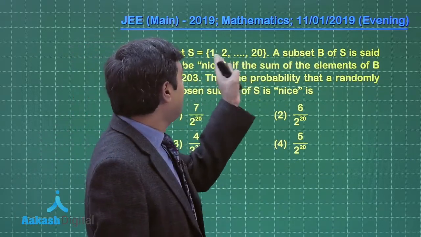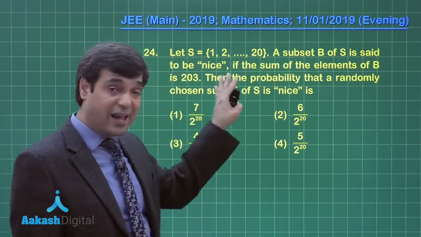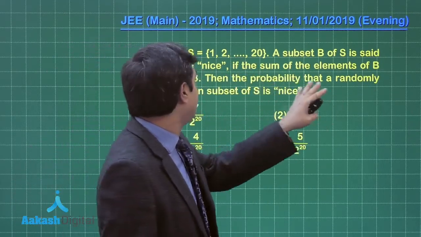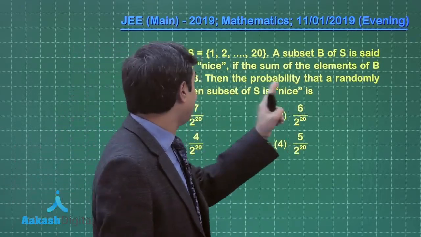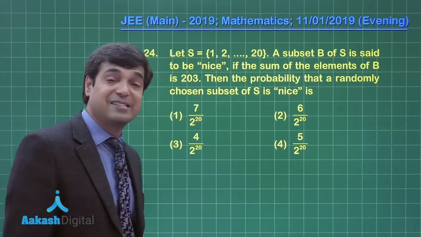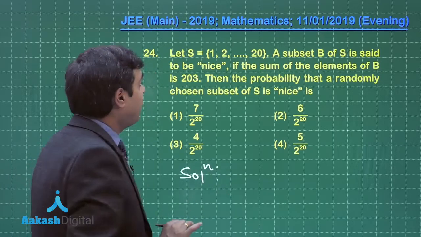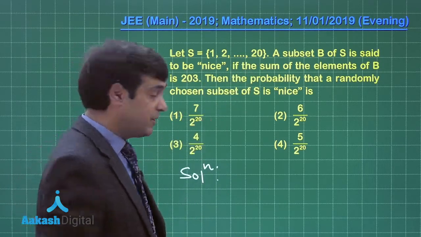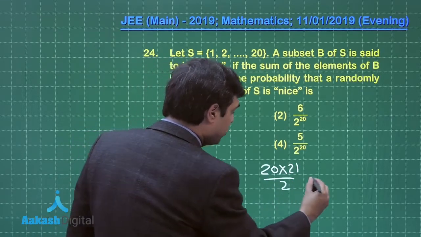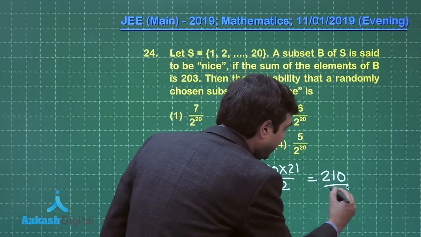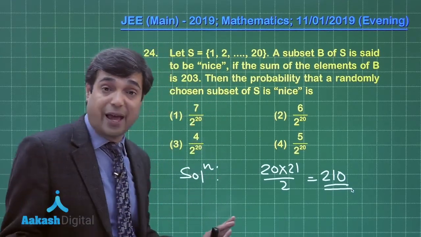Let S be {1, 2, 3, up to 20}. A subset B of S is said to be nice if the sum of elements of B is 203. Clear? Then the probability that a randomly chosen subset of S is nice is. So let's start this question. When you talk about the sum of all the elements, you can see this is coming as 20 into 21 by 2, that is 210. Now you are saying the sum of elements is 203, then we call it nice, right?